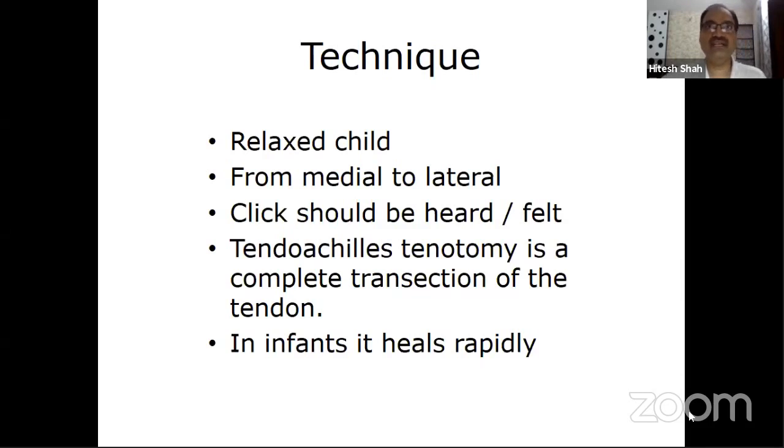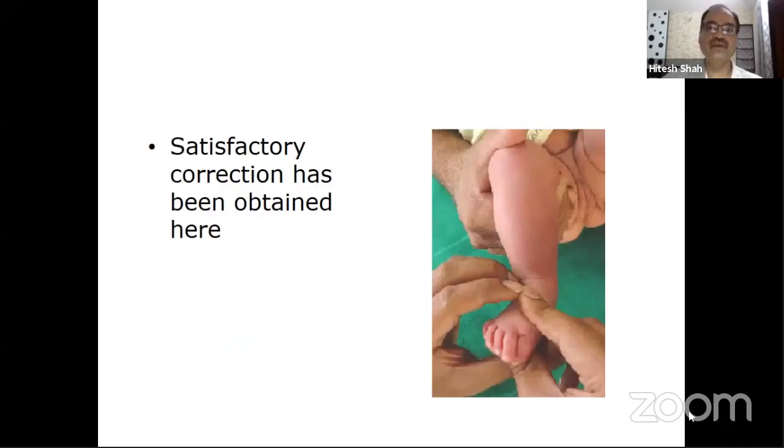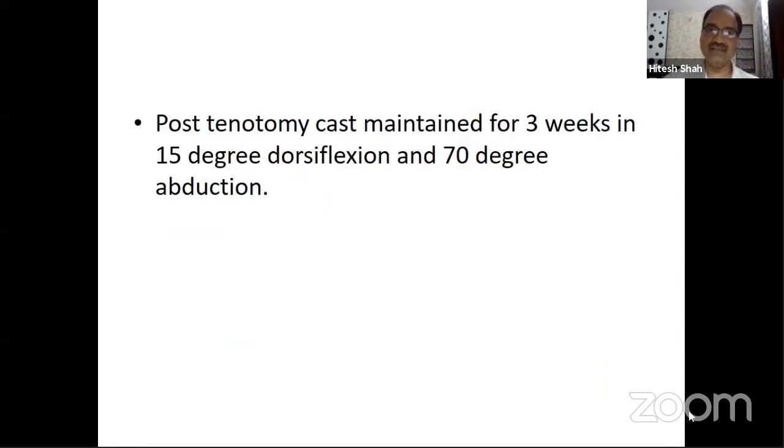That is a controversial subject. Up to what age can we do an Achilles tenotomy for correction of the hindfoot equinus? Most commonly it is easy and safe up to 2 years of age. Still, there are reports that we can correct it in an older child also. At the end of the plaster after the tenotomy, satisfactory correction should look like this. What is the protocol following the Achilles tenotomy? After the tenotomy, the abduction brace should be maintained for 3 weeks in 15 degrees of dorsiflexion at the ankle joint and 70 degrees of abduction.